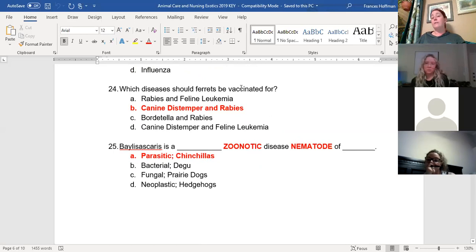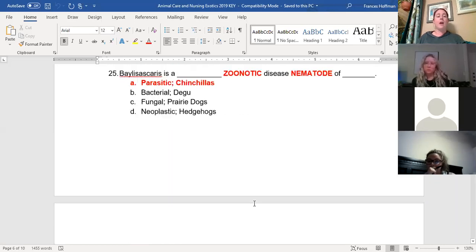Which disease should ferrets be vaccinated for? They should be vaccinated for canine distemper and rabies. So while we can't catch distemper, we can catch rabies, but they can catch distemper commonly through unvaccinated dogs. So it's not a good idea to walk an unvaccinated ferret on sidewalks or to the dog park or anywhere where we could even track it in on our shoes in some situations. So that is a big concern.